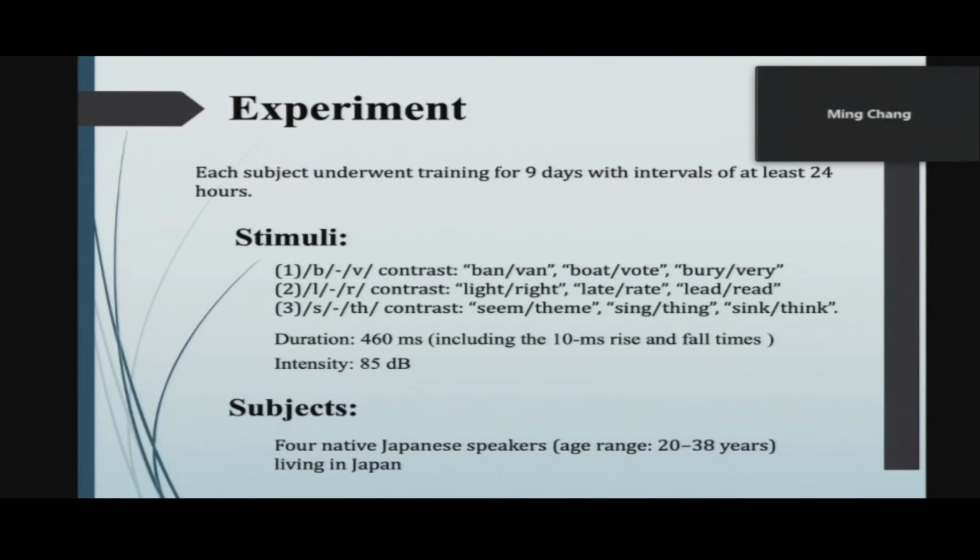In our experiment, each subject underwent training for 9 days with intervals of at least 24 hours. 9 pairs of stimuli were used in the experiments. There are the B, V contrast, the L, R contrast, and the S, TH contrast. All subjects had never lived outside Japan. They began studying English in school at about 12 years old.